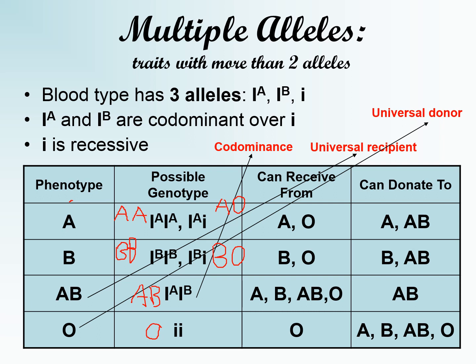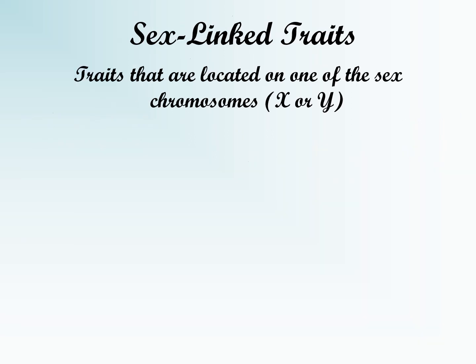You'll kind of have an idea of who you can give your blood to. Okay, now sex-linked traits. This is the next complex pattern of inheritance. These are traits that are going to be located on sex chromosomes. For our sake here in sophomore biology, we're just going to talk about traits that are going to be carried on the X chromosome. But remember, X and Y are my sex chromosomes.